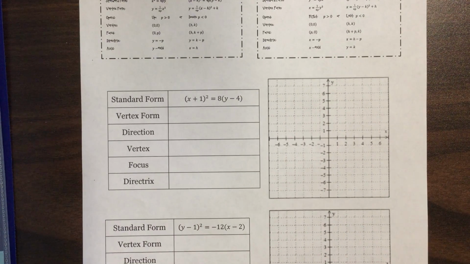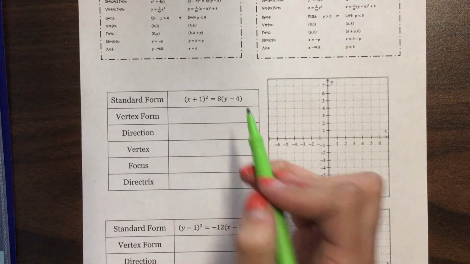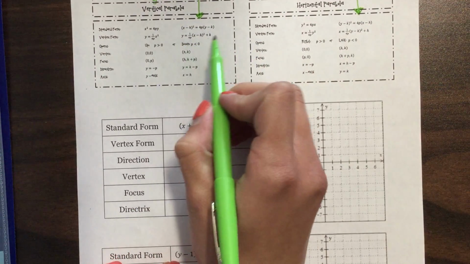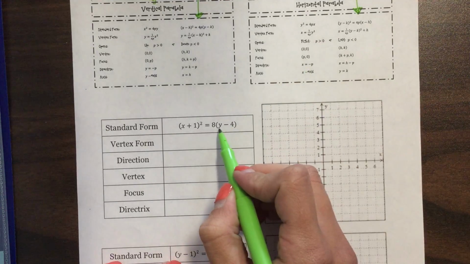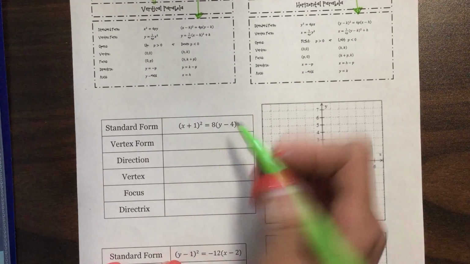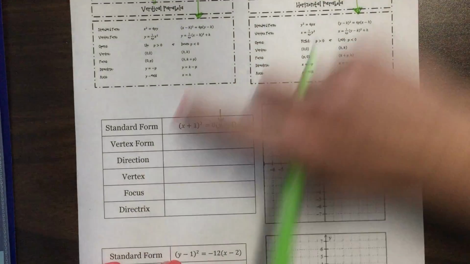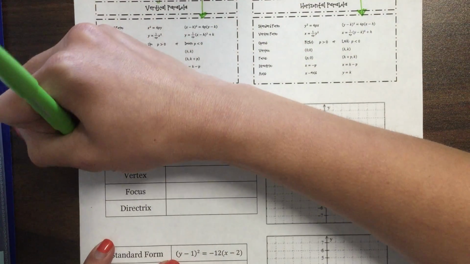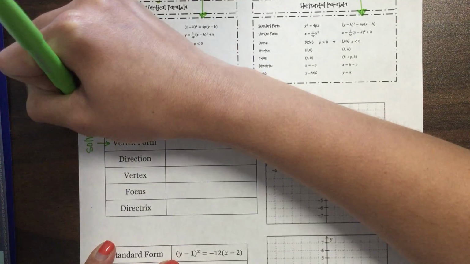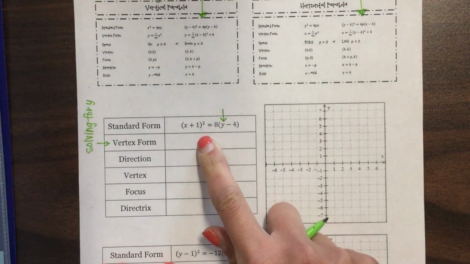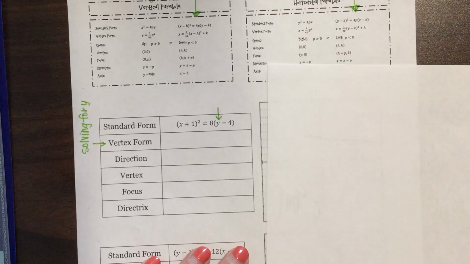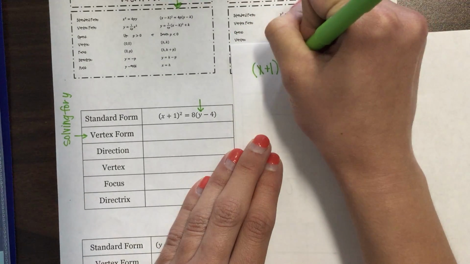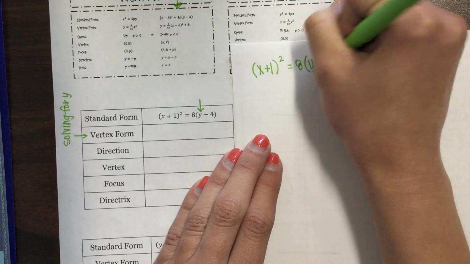So first, if I'm given this equation, let's put it in standard form. So standard form is this form right here. My y term is the one that doesn't have the squared, so y is what I'm solving for. When I put this in vertex form, I need to get y equals and then something. So let's solve this for y. I'm going to pull out some scratch paper to do this. So I have x plus 1 squared equals 8y minus 4.